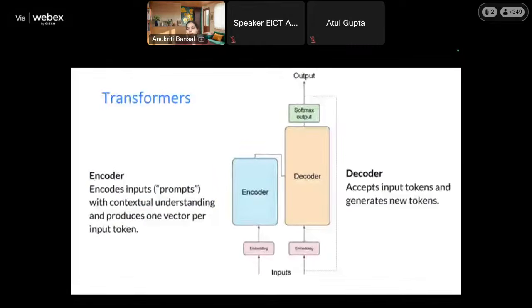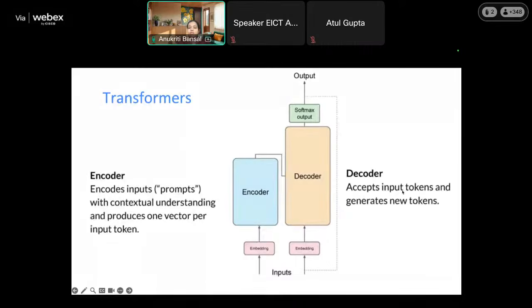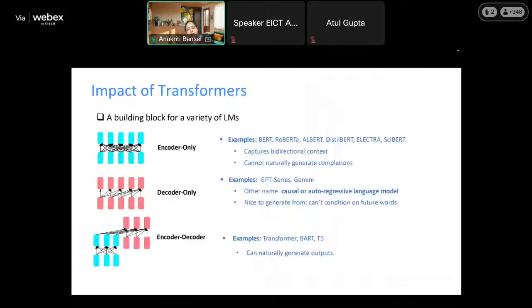So this is a summary of whatever we have discussed so far. The encoder encodes the input with contextual understanding and produces one vector per input token. So if I have 10 tokens in my sentence, it will generate 10 vectors, one for each token. And the decoder accepts input tokens and generates new tokens. Different kinds of language models were designed using this transformer architecture.